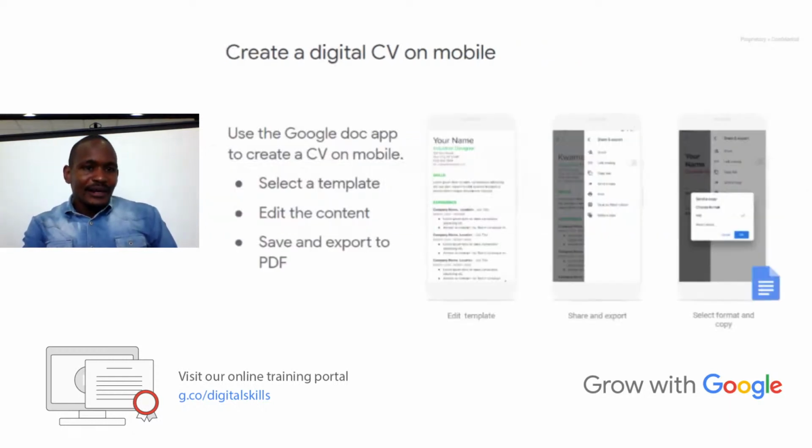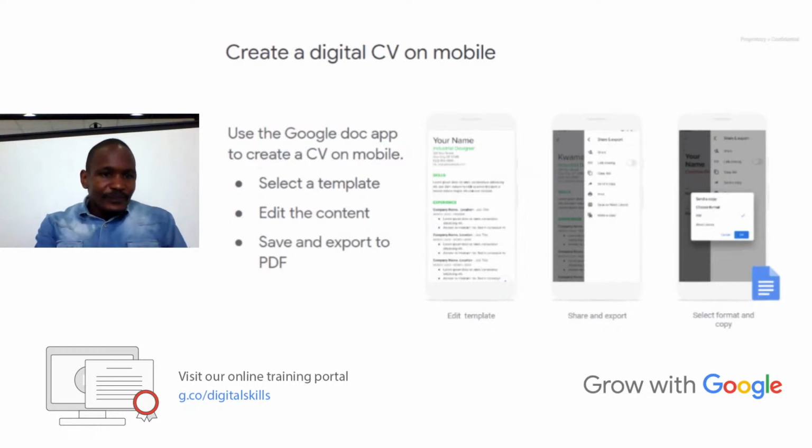That is key. So how to create a digital CV on mobile phone. I know I shared this earlier, and most people actually go online using their mobile phones. So you can be on the go and you want to create a CV using your mobile phone. So this is very important. You need to know how to select a template on your gadget, edit the content, and also save it as a PDF, and you shall be in a position to do it.